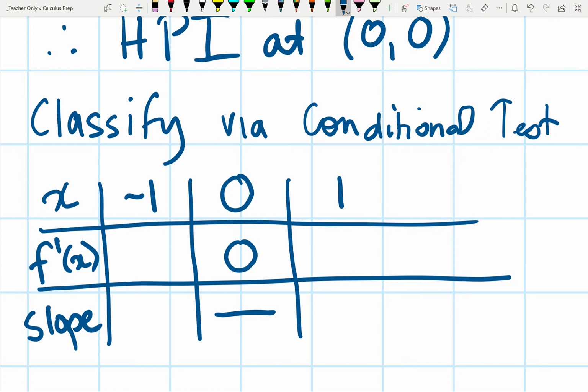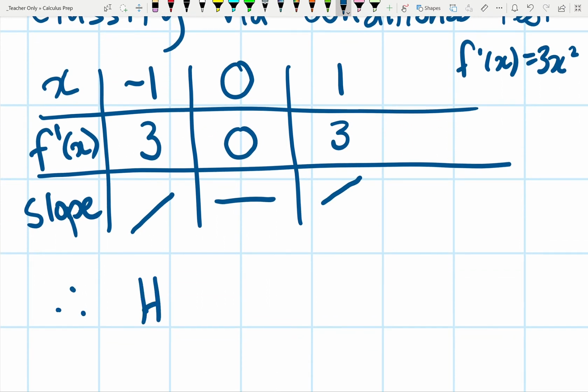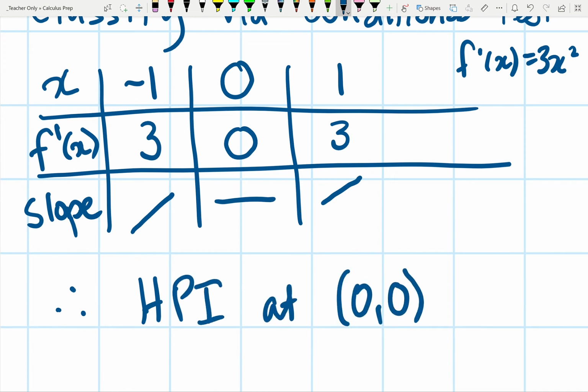Our derivative, f dash of x, is 3x squared. So when x equals -1, -1 squared is +1 times 3 is 3. So our slope at that point, the value is greater than 0, so our slope is positive. We do the same for x equals 1. 1 squared is 1 times 3 is 3, so the slope is also positive. So we've confirmed, therefore, that it's a horizontal point of inflection at 0, 0.